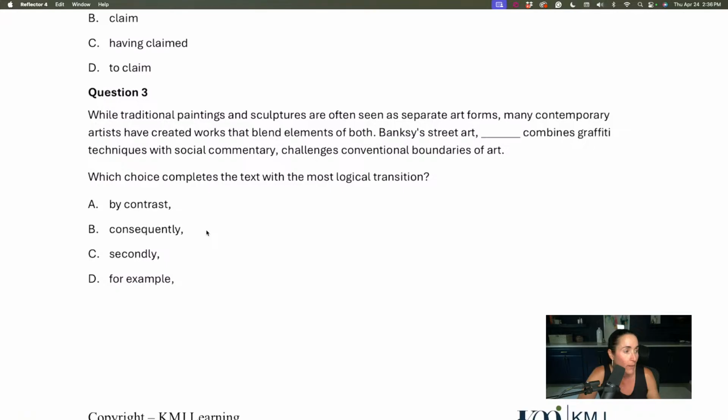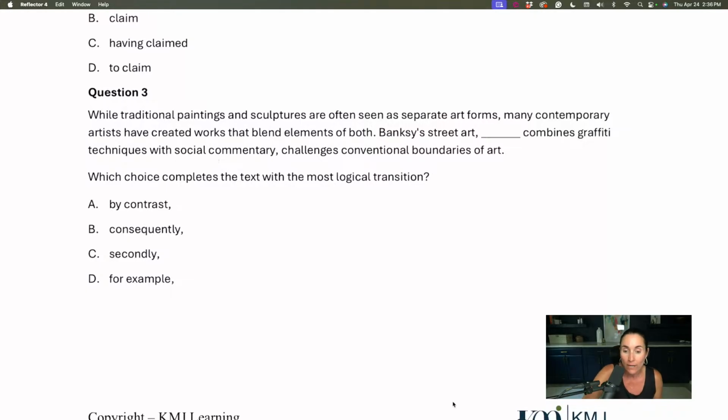So just another way to do this, if you can't really see it, just put it in there and see if it works. While traditional paintings and sculptures are often seen as separate forms of art, many contemporary artists have created works that blend elements of both. Banksy's street art, for example, combines graffiti techniques with social commentary, challenges conventional boundaries of art. So it's doing what it said. That's why it says, for example, it's giving an example. Banksy, they give this overarching thing, this kind of generalization about art. And then they say Banksy, for example, that's a specific example that they're giving here.